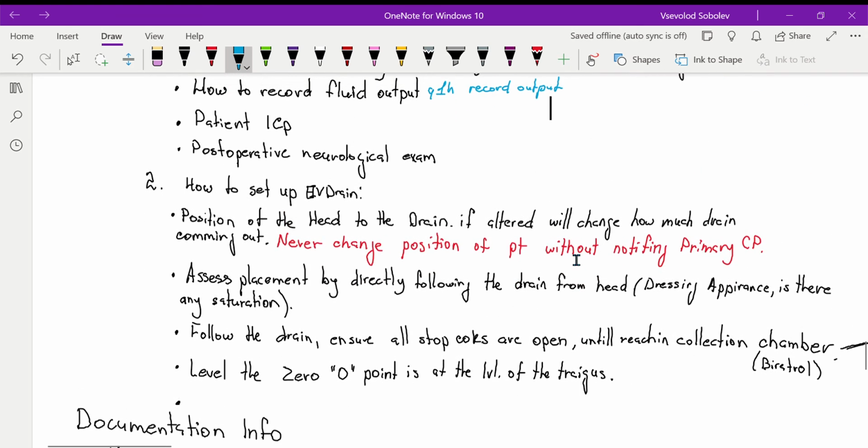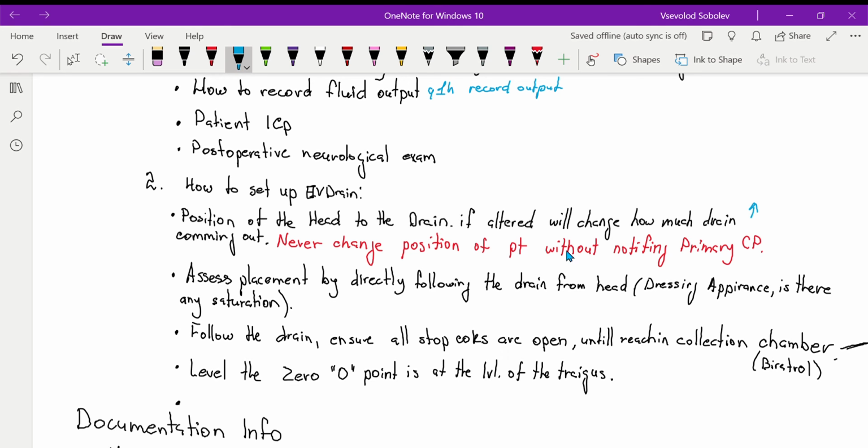So how to set up the external ventricular drain. Position the head of the drain. If altered, it will change how much drainage is coming out. Never change the position of the patient without notifying the primary care provider. So every time you would squish them in or give them a boost in the bed, you would notify the primary care provider.